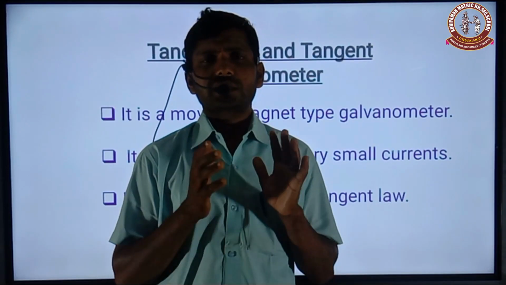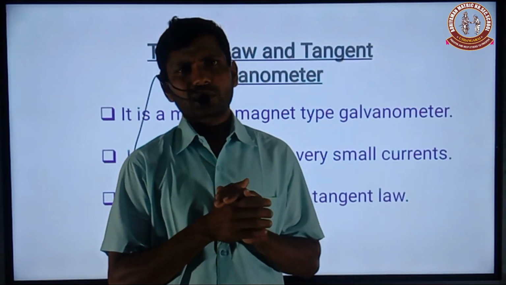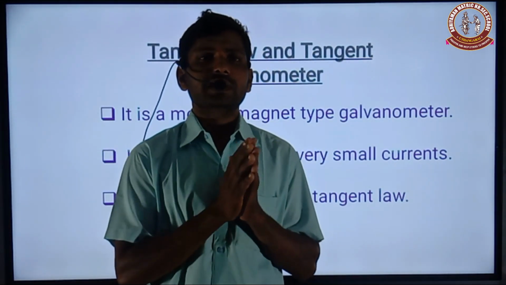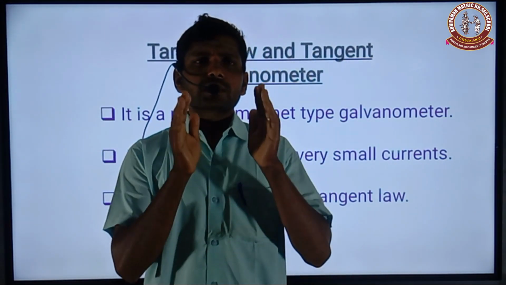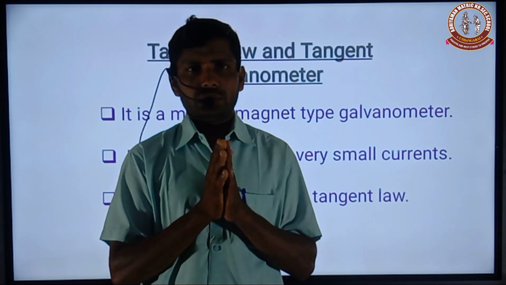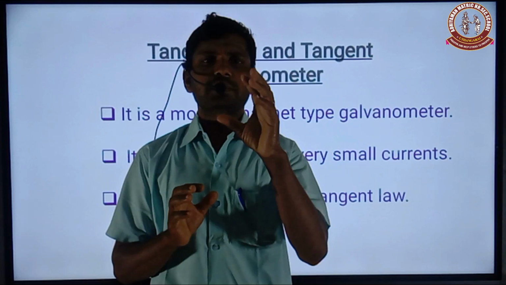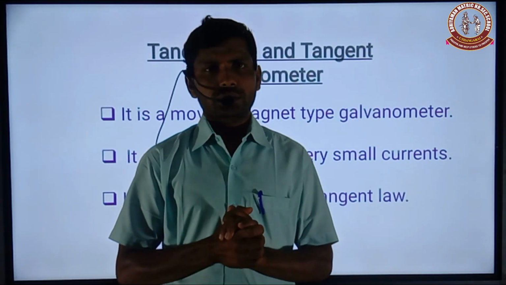Let us discuss the tangent law and the tangent galvanometer. What is a tangent galvanometer? A tangent galvanometer is an electrical device that measures a small amount of current in an electrical circuit.